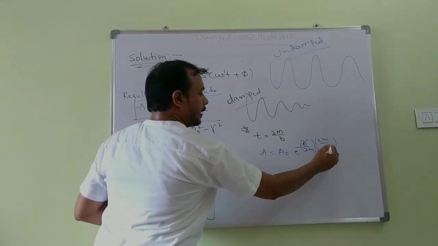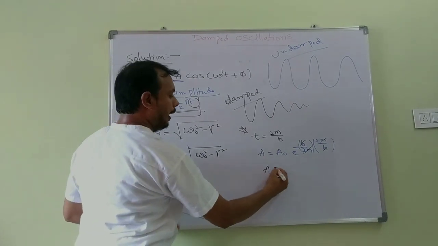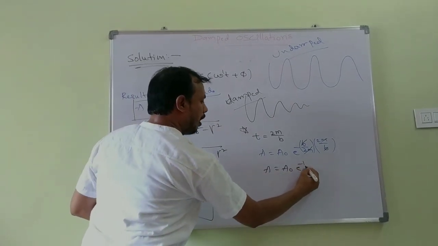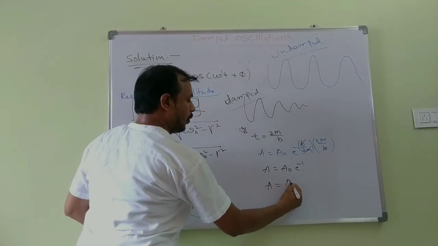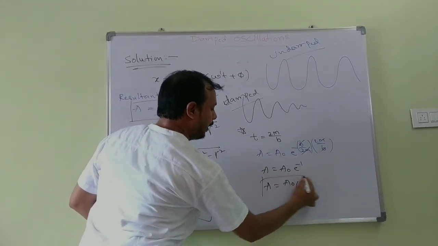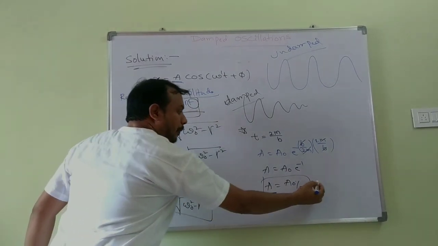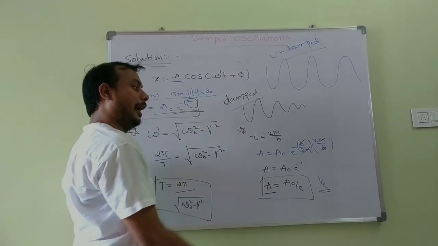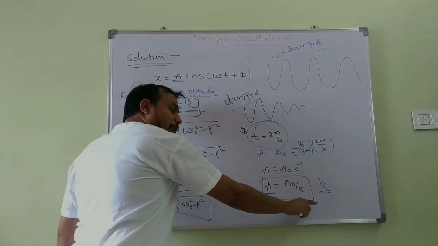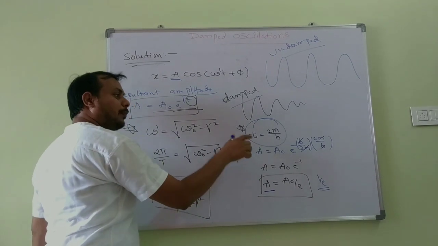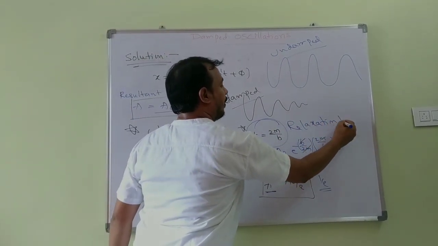So b is cancelled, of course 2m is cancelled out. Therefore A equal to A naught e power minus 1, also written as A equal to A naught by e. So what happens here? Amplitude decreases by 1 by e times. At the time of 2m by b, amplitude decreases by 1 by e times, and the corresponding time is known as relaxation time.